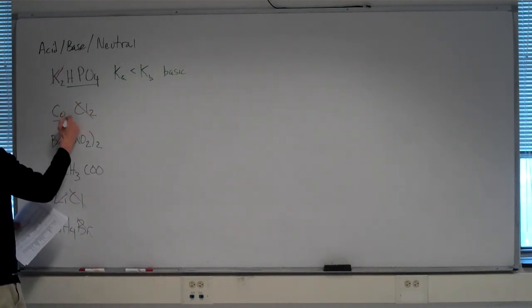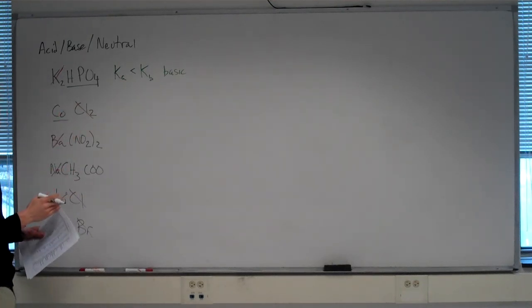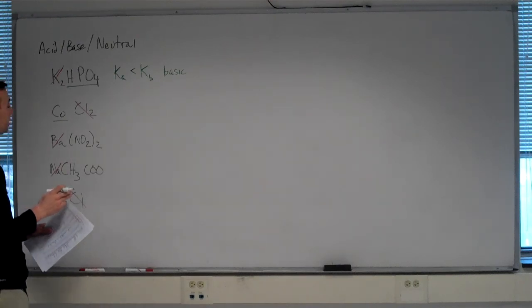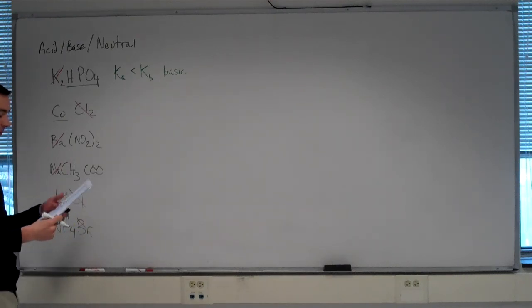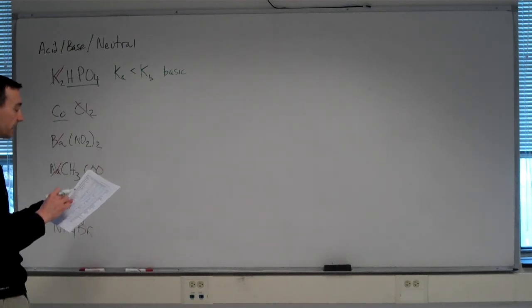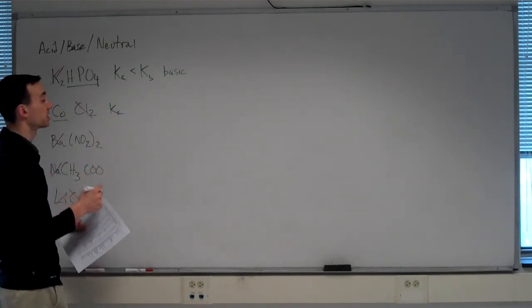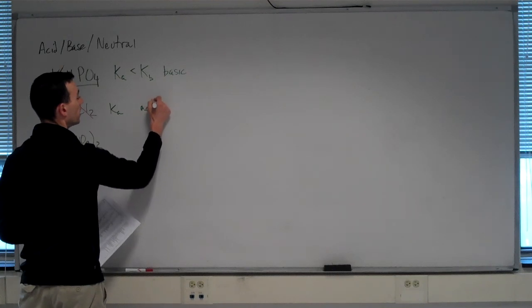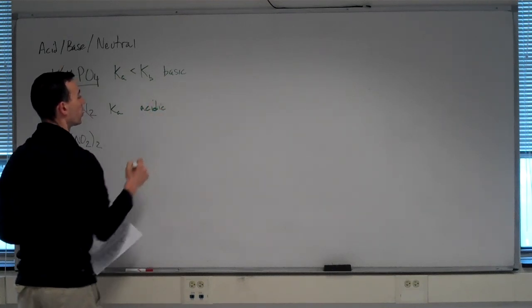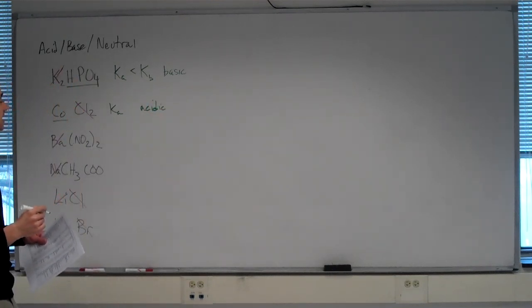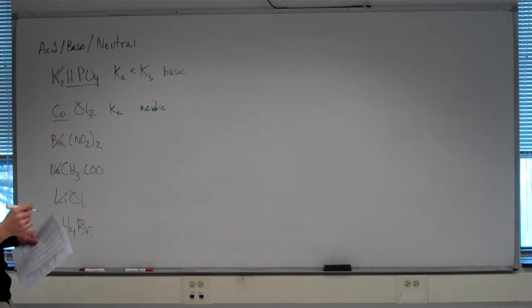Cobalt, in this case, is the only ion that could potentially cause an acid-base interaction. It's not in group 1 or group 2, and a careful scanning of our Ka chart shows us that cobalt, in fact, is one of the metals that has a Ka when it complexes with water. By that decision then, we can decide it's an acidic salt, the cobalt-2 chloride.